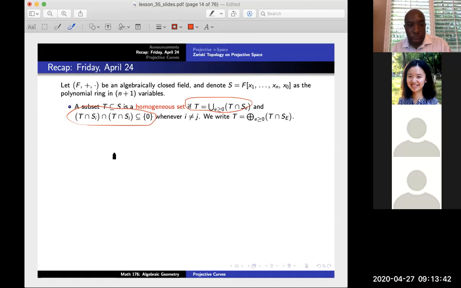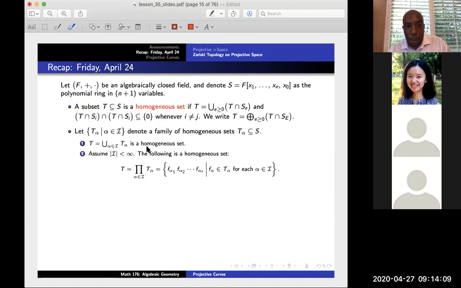So I just want to point out that there was a small typo in the homework set that was posted on Friday. It actually should say this, that the intersection here is contained in the zero ideal. So this intersection might be the empty set, but at least it's contained here in the zero ideal. So if we really have these two properties, then we call T a homogeneous set. And if you want to see more properties of this, I would just say look at the homework set number 9.